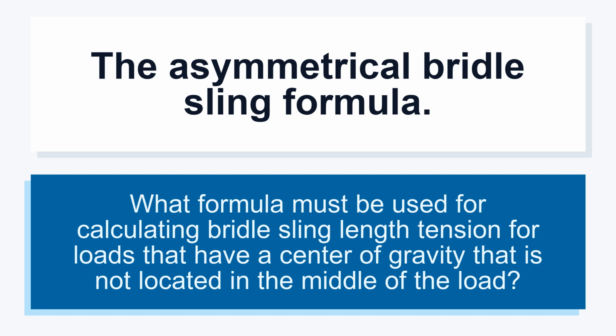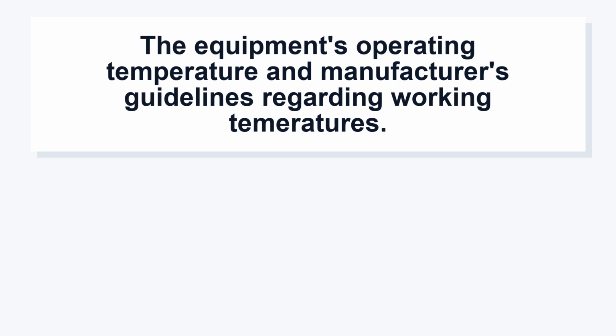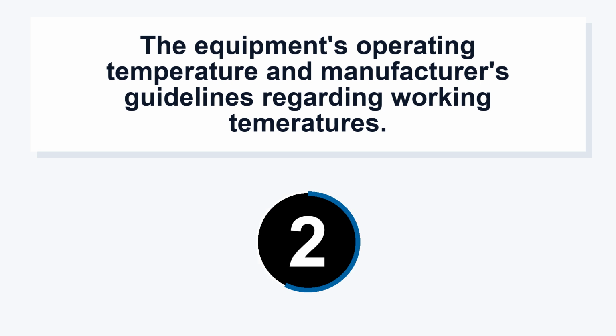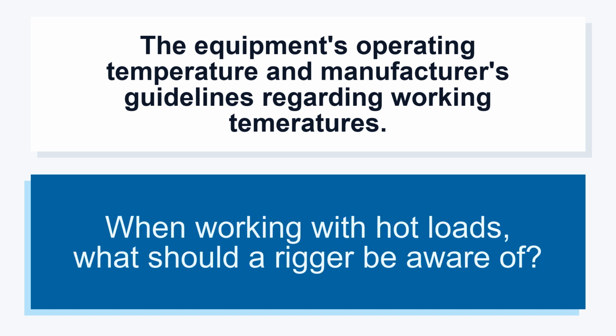What formula must be used for calculating bridle sling length tension for loads that have a center of gravity that is not located in the middle of the load? The equipment's operating temperature and manufacturer's guidelines regarding working temperatures. When working with hot loads, what should a rigger be aware of?